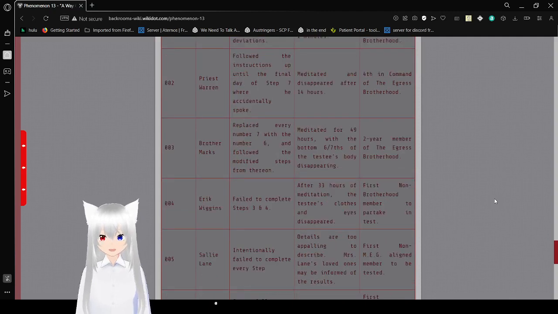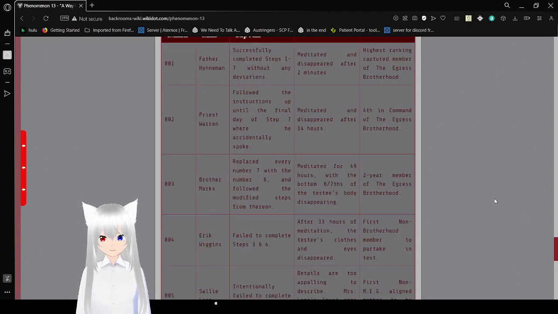2. Priest Warren. Followed the instructions up until the final day of step 7 where he accidentally spoke. Meditated and disappeared after 14 hours. Additional notes: the command of the Egress Brotherhood.